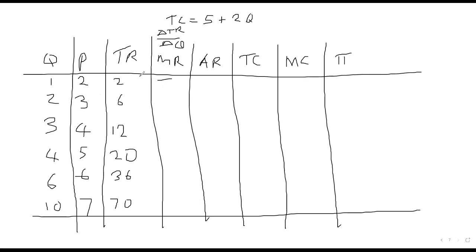So the first one is a dash because we don't have a pair. It's 2 minus what we don't know, 1 minus what we don't know. So we start from 6 minus 2, 4, divided by 2 minus 1, which is 1. So what is our marginal revenue here? We get a 4.